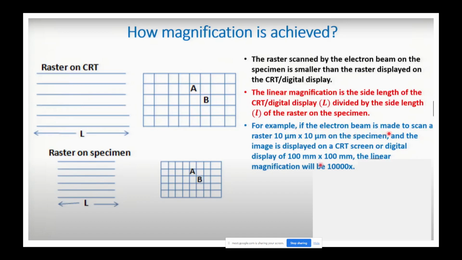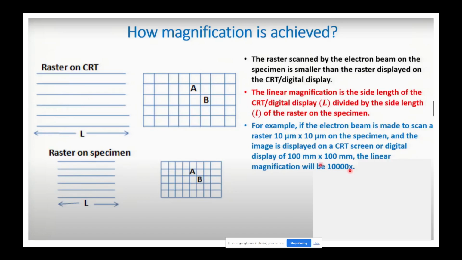For example, if the electron beam is made to scan a raster of 10 micrometer by 10 micrometer on the specimen, and the image is displayed on a CRT screen or digitally at 100 mm by 100 mm, so it is giving you 100 mm by 100 mm on the screen, the linear magnification will be 10,000x. Because it is scanning 10 micrometer by 10 micrometer on the specimen, but on the display it will give you 100 mm by 100 mm. So that's why it is a magnification of how much?